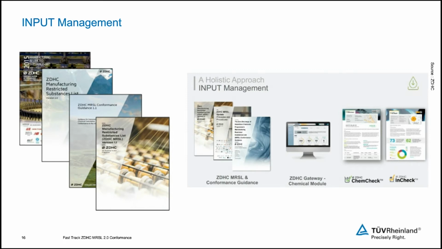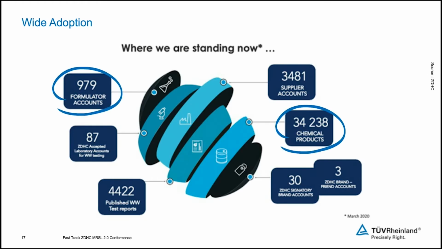With the latest information we received from March 2020, there have been counted more than 950 chemical formulator accounts and around 35,000 chemical products in the chemical module of Gateway. We can see a significant rise within the last year. Before, the numbers were quite low, but since 2019 and 2020 the numbers are getting much higher, and we know that the numbers will be more than this, as there are different chemical formulators now assessing the products and adding them to the chemical gateway.